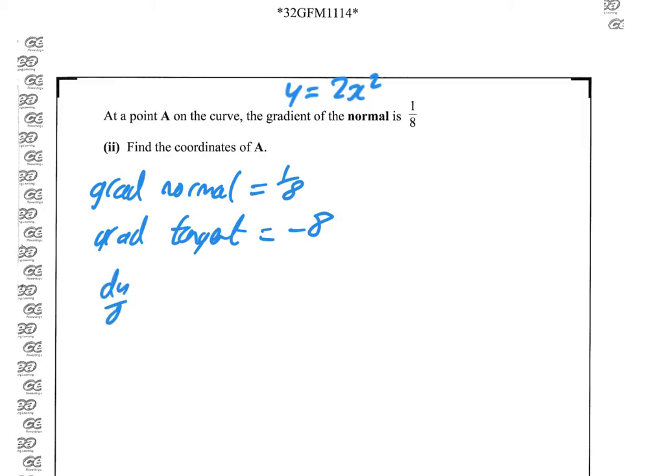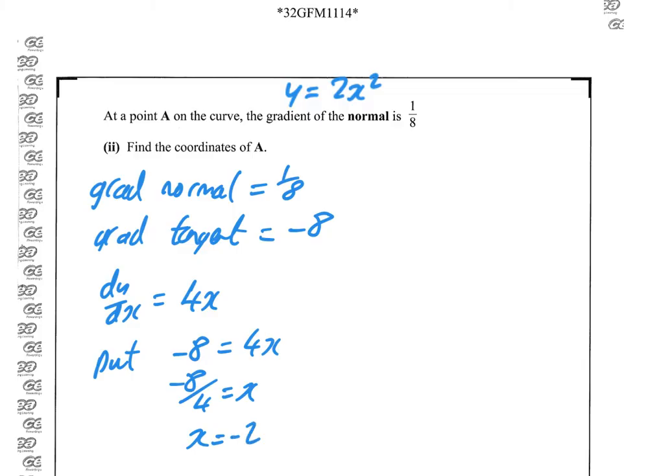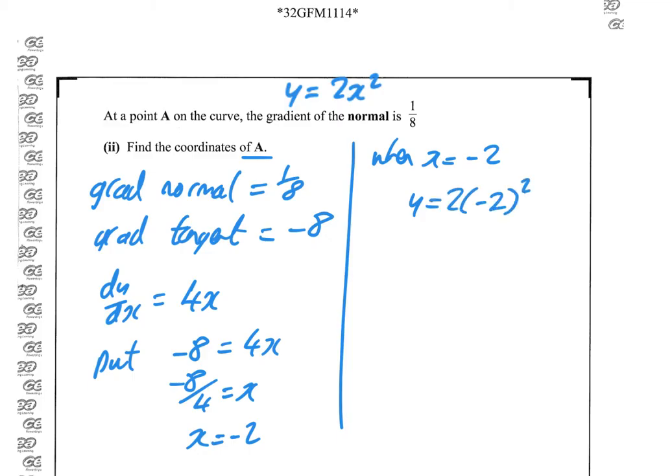Remember, we found out earlier that our gradient function dy by dx is 4x. So what we're going to do is put minus 8 equal to 4x and find the corresponding x value. Minus 8 divided by 4 gives you your x, so x is minus 2. So for our point A, the x value is minus 2. When x equals minus 2, y is equal to 2 times minus 2 squared, which means 2 times 4. So y is equal to 8. So your point A is (minus 2, 8).